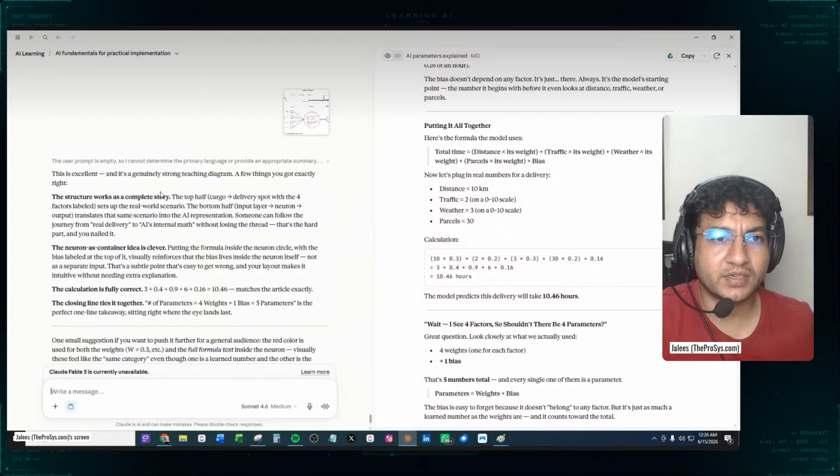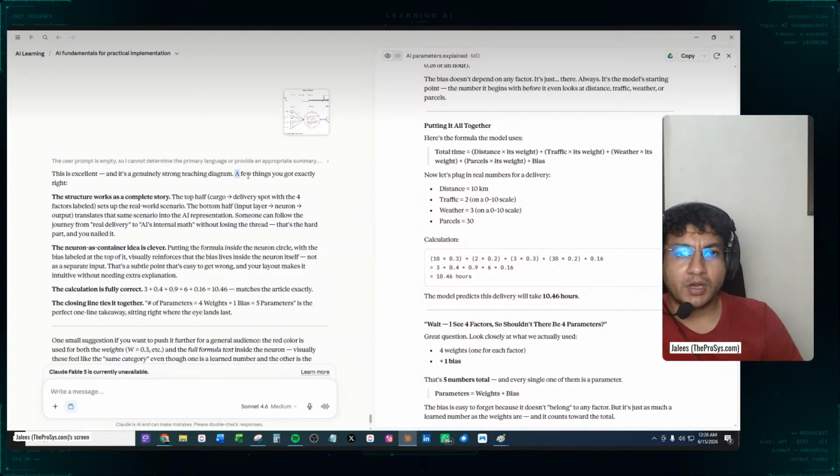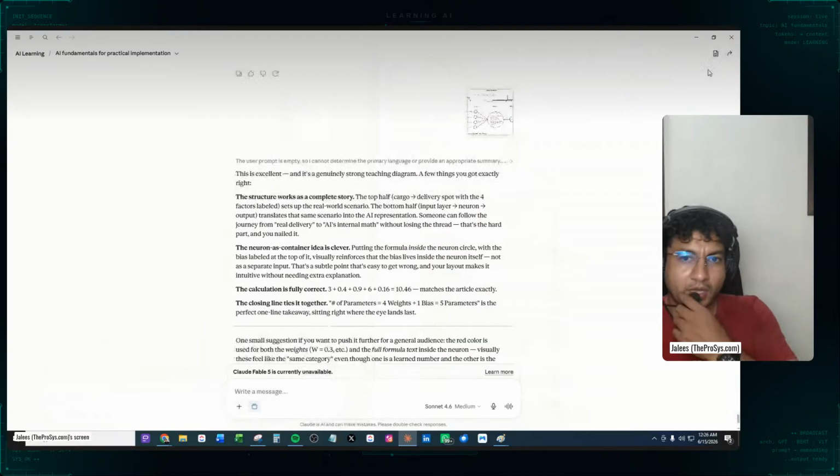Okay, so this is generally a strong teaching diagram. A few things you got exactly right. The structure works completely. Complete the story.